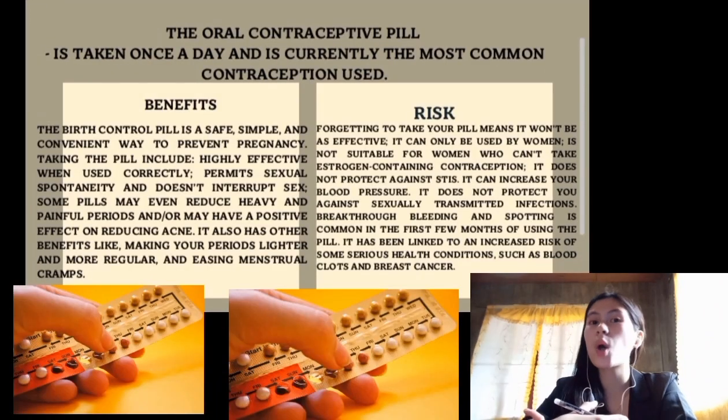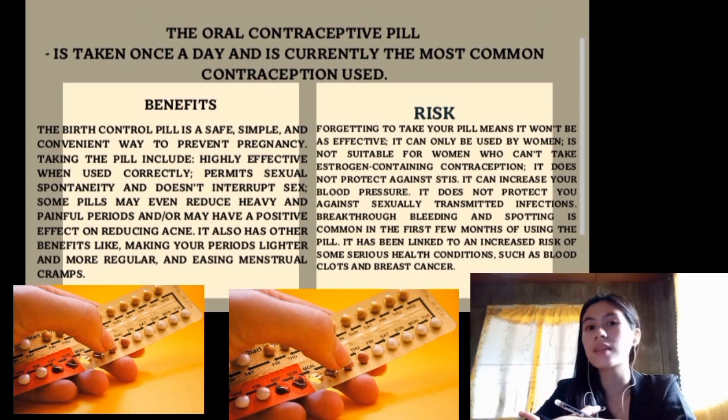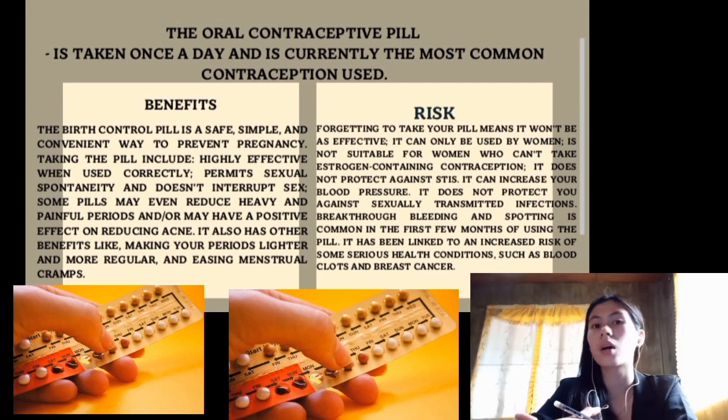So the second one is the oral contraceptive pill. It's taken once a day and is currently the most commonly used contraception. This birth control pill is a safe, simple, and convenient way to prevent pregnancy. Taking a pill is highly effective when used correctly, permits sexual spontaneity, and doesn't interrupt sex. Some pills may even reduce heavy and painful periods and may have a positive effect on reducing acne.